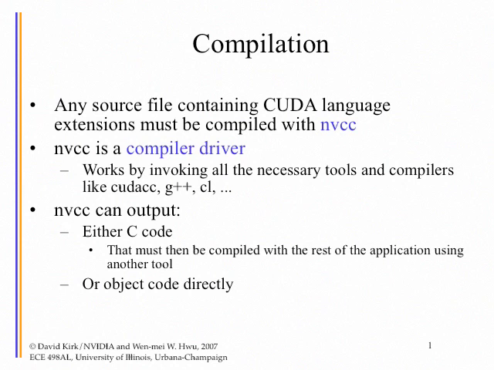Okay, and NVCC can output either C source code that you then compile with the rest of the application using another compiler, or object code directly. In some cases there's a preferred path. If you don't specify at all, it's going to fall back to a default compiler and finish the compilation into object code even on the host side.